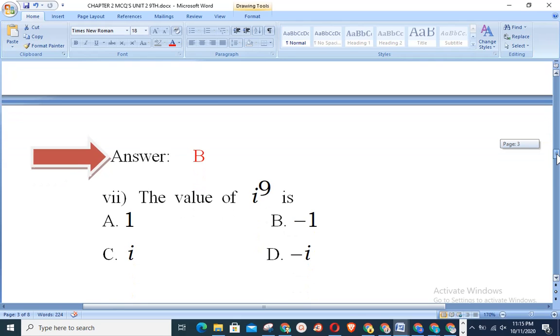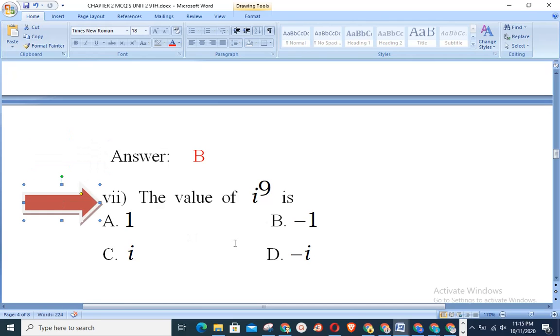Hope you are understanding. The next one: the value of iota power 9 is. Dear students, you will have to split it like iota into iota power 8. Iota power 8 can be written as (iota power 2) whole power 4. You already know iota squared is equal to minus 1. Minus 1 power 4, that is an even number, will result in positive. So iota into 1 will result in iota.